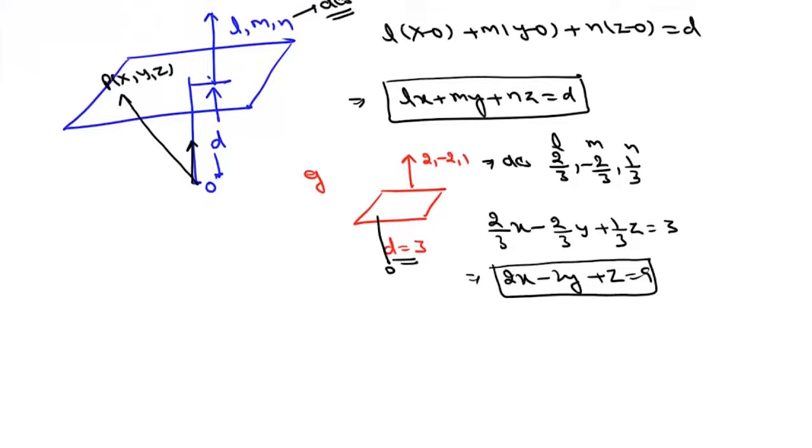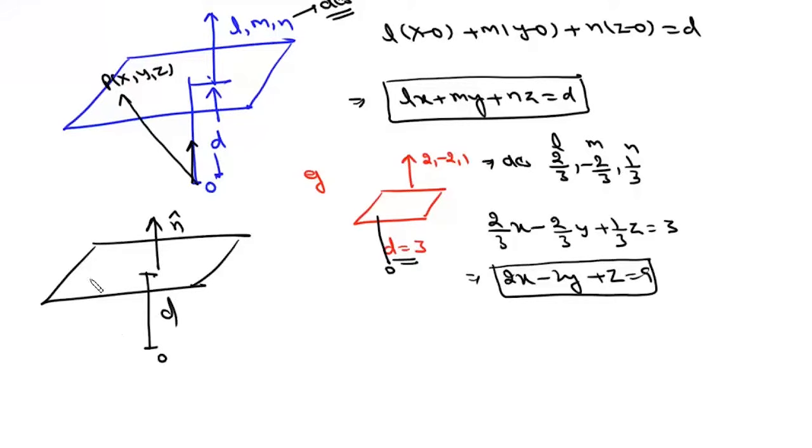We can also express this equation in vector form. Suppose we have the normal of this plane as n cap, a unit vector in the direction of the normal, and the perpendicular distance from the origin is D. Then any general point, vector r equals xi plus yj plus zk, has a projection of r in the direction of n equal to D. So the equation of the plane will be r dot n cap equals D. That is the equation in vector form.